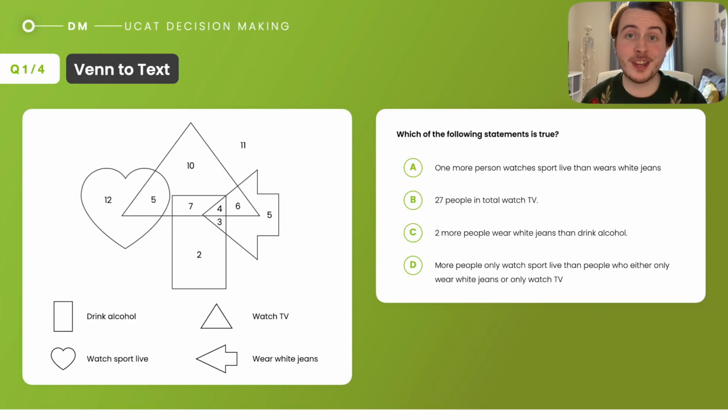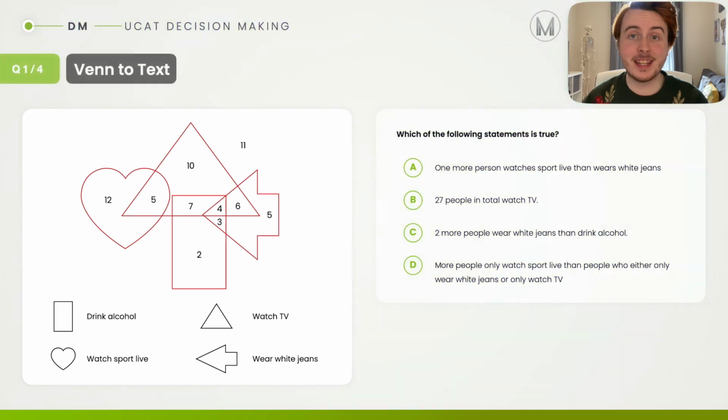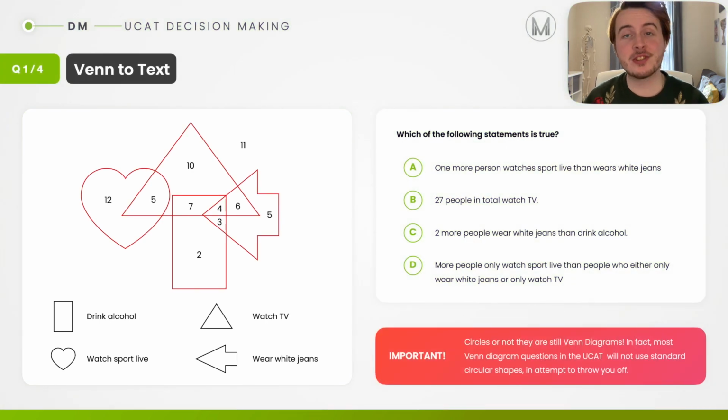Before we begin looking at any questions in depth, we're just going to cover some of the basic Venn diagram theory. Surprisingly, this is actually still a Venn diagram. In fact, most of the questions in decision making don't use circles, because circles are boring. Why be a circle when you can be an arrow? These questions tend to have whimsical shapes as your circles, almost, and they'll have an appropriate key alongside to tell you what each of those mean.